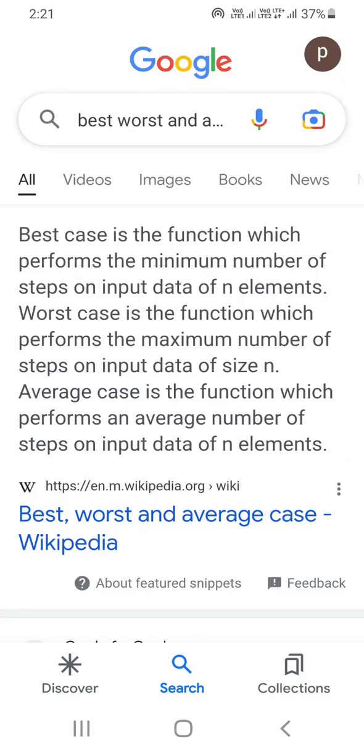Actually, if we talk about the best case, the best case is the function which performs the minimum number of steps on the input data of n elements. The worst case is the function which performs the maximum number of steps on the input of size n. The average case is the function which performs the average number of steps on the input data of n elements.